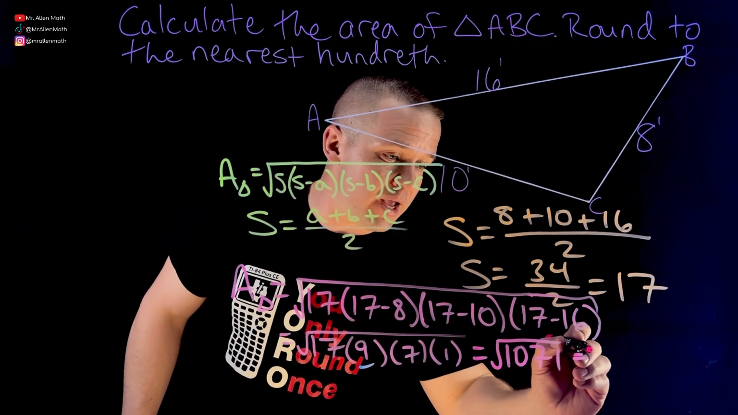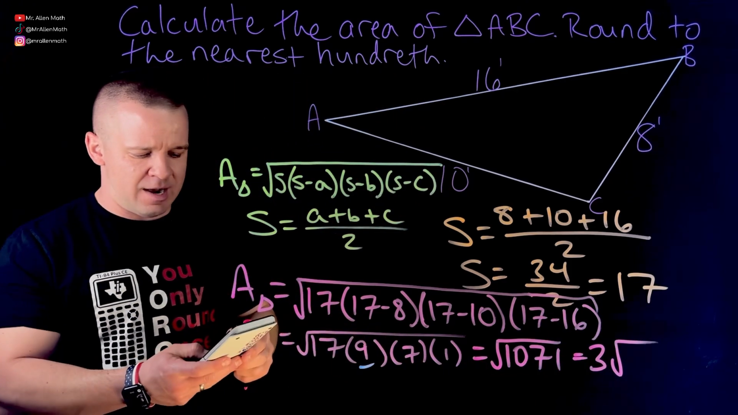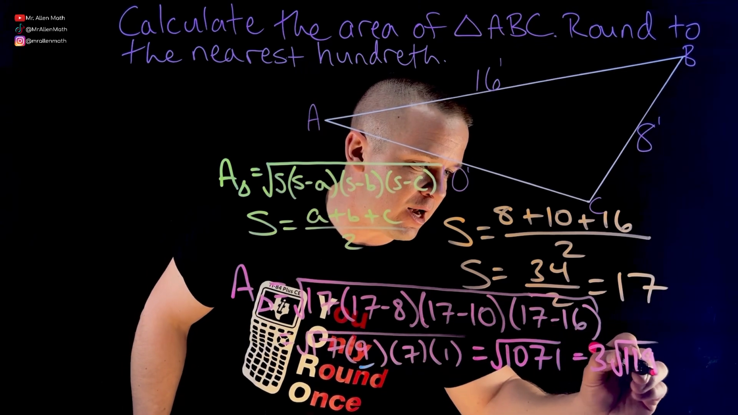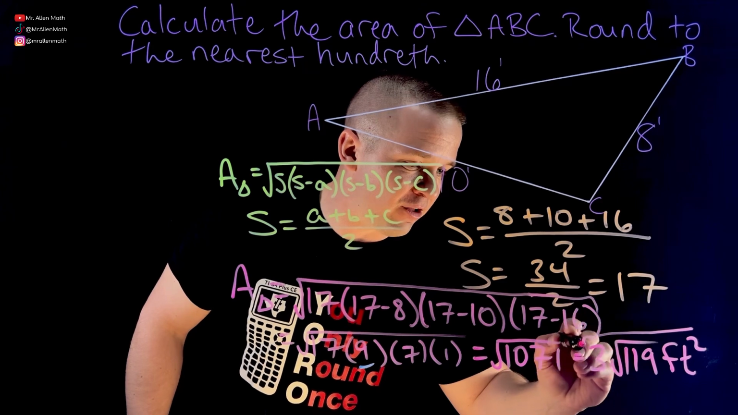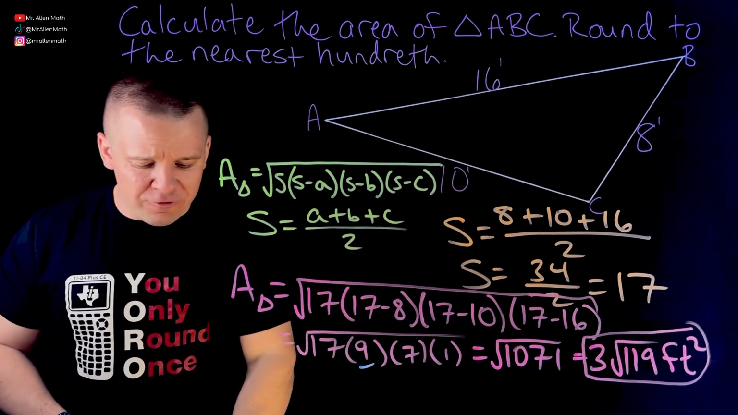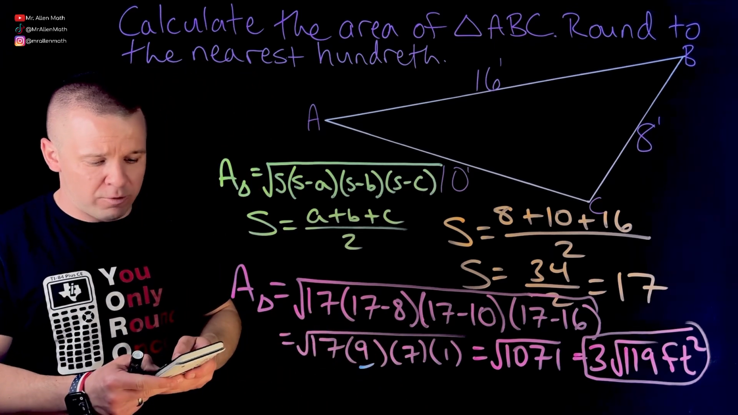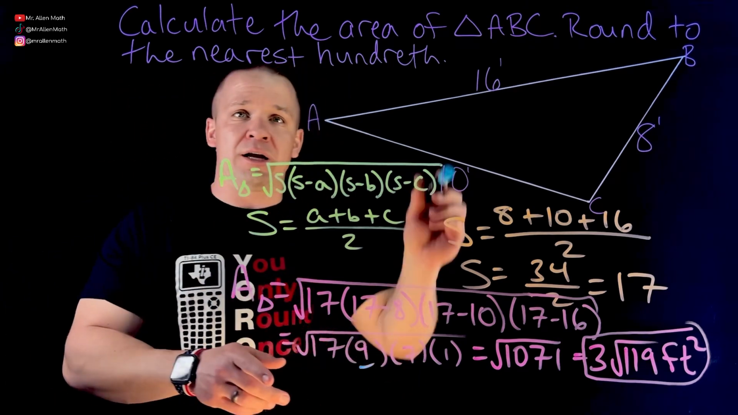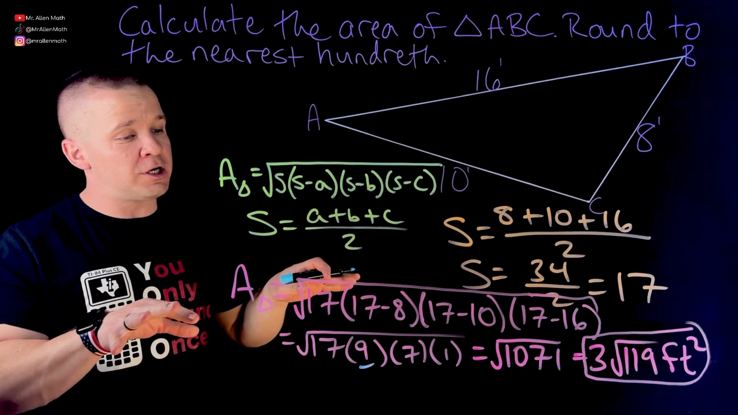So this would end up being 3 square root of, what is 17 times 7? I don't want to screw that up. 119. So 3 square root of 119 feet squared is the final answer in simplified radical form. But if you want a little more context, I would just take the square root of 1,071 and get a decimal answer, because it does say round to the nearest hundredth. I just want to show you the simplified radical form just in case.